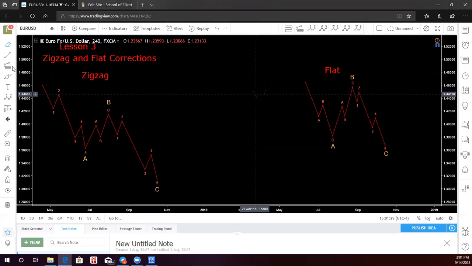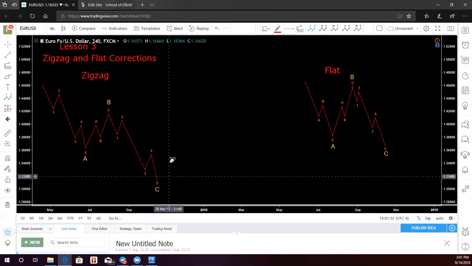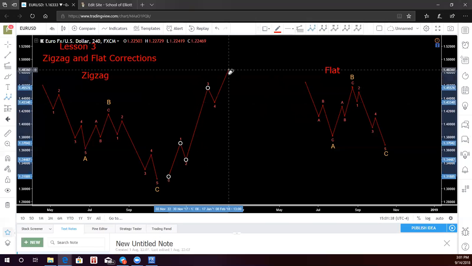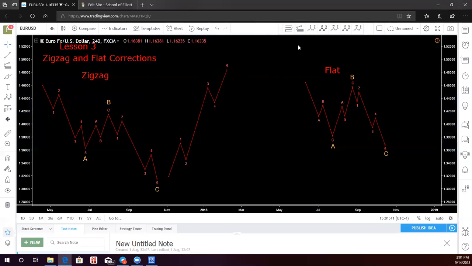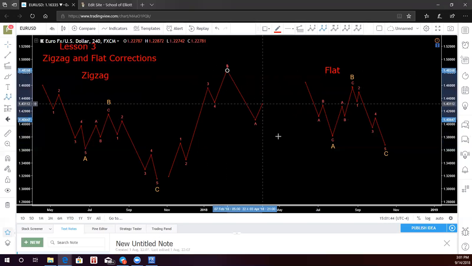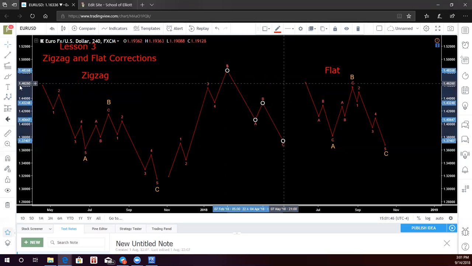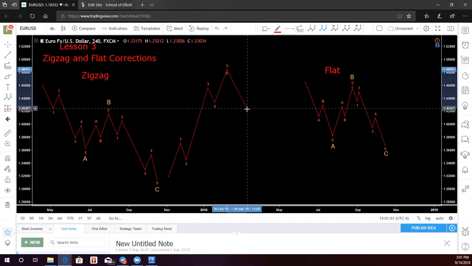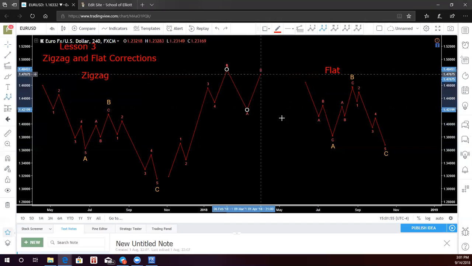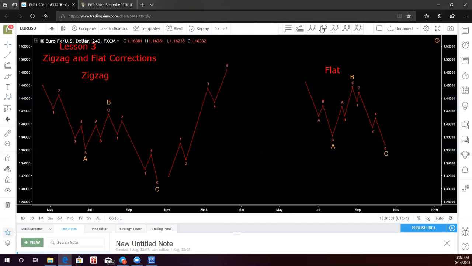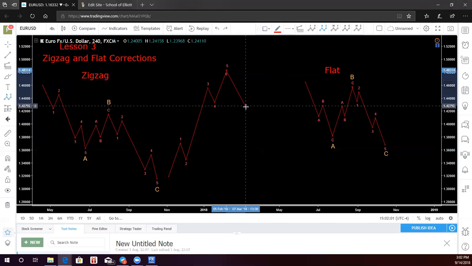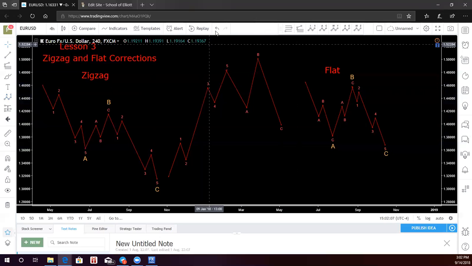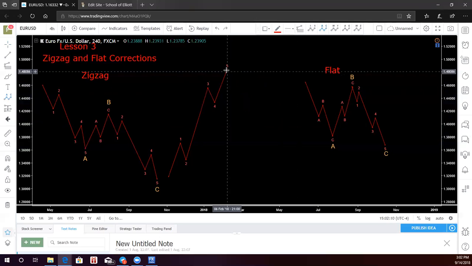So we have our impulse wave, 1, 2, 3, 4, and 5. And then after that, we can either have a zigzag correction, we can have a flat correction, a regular flat correction, we could have an expanded flat correction, or we could have the running flat option.